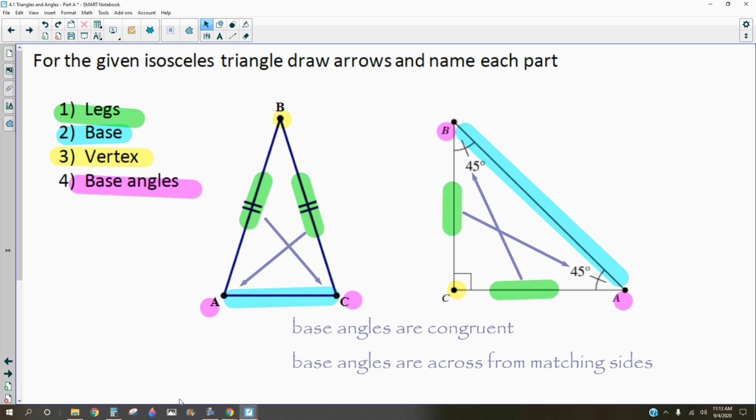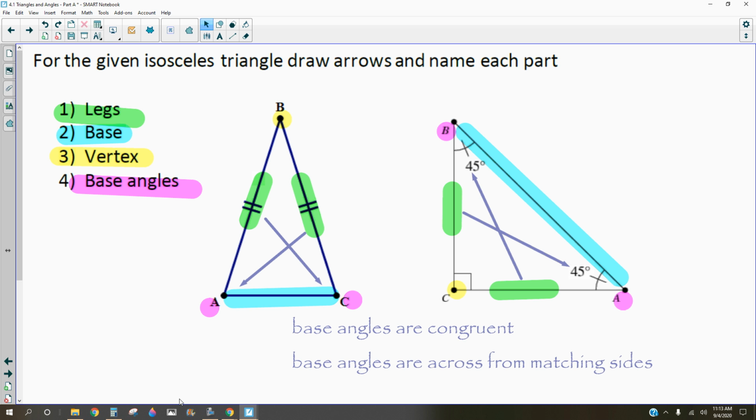Here's two triangles. The legs are the sides that match each other. The base is the side that's different. The vertex is where the legs would touch each other. So if you notice, you extend those green lines where they would touch each other, that's the vertex. And then if I know where the base is, its endpoints become base angles.